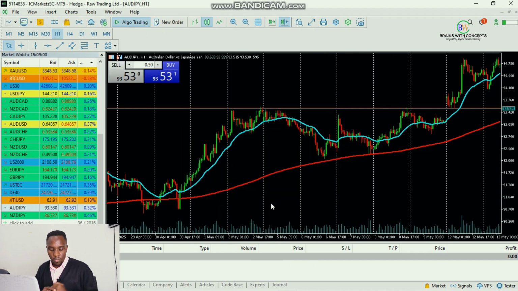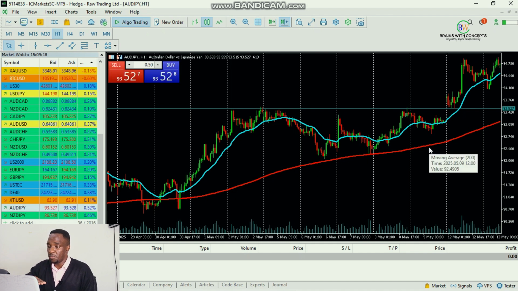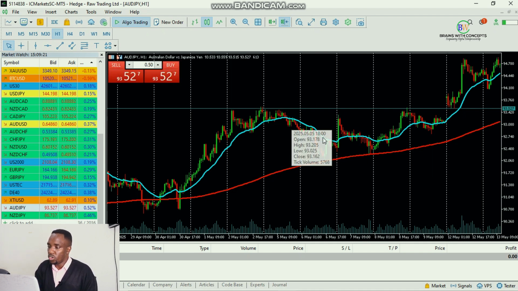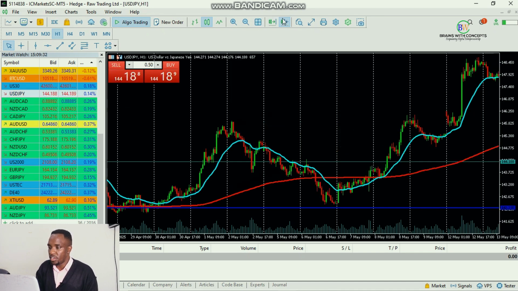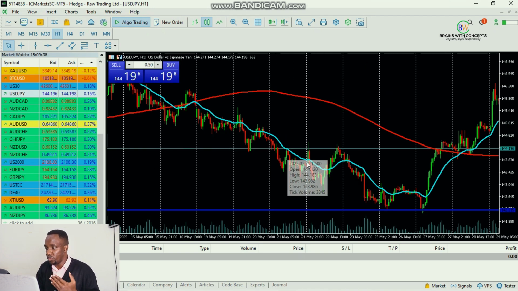Now, how do we generate the buy trades? Generating the buy trades is very simple because what we'll be doing is waiting for the market to pull back to the 21 exponential moving average. The first thing that we're going to use is this 200 moving average. Anytime the candlesticks are above the 200 moving average, we'll be looking to take buy trades only. And anytime the market is below the 200 moving average, we'll be looking to take sell trades only. So, like in this situation, anytime the market is below the 200 moving average, we'll be looking to take sell trades only.